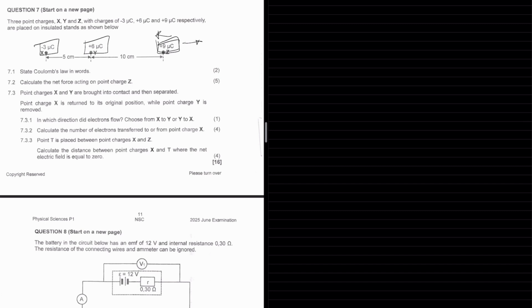Okay, 7.3. Point charges X and Y are brought into contact and then separated. Point charge X is returned to its original position, while point charge Y is removed. In which direction did electrons flow? So electrons will flow from the more negative to the less negative. So if you're looking at X and Y, X is clearly more negative since it has a negative charge. So it's going to go from X to Y.